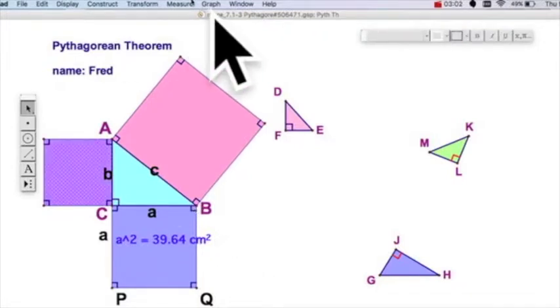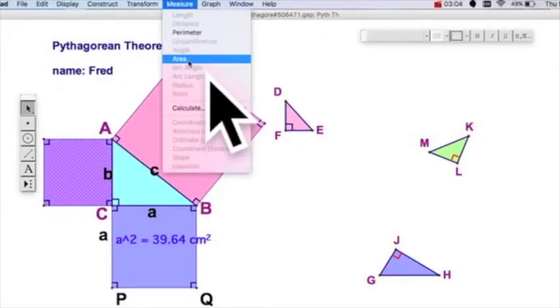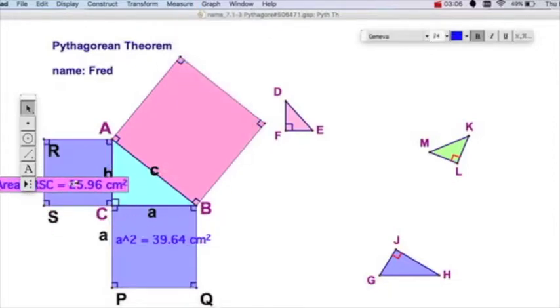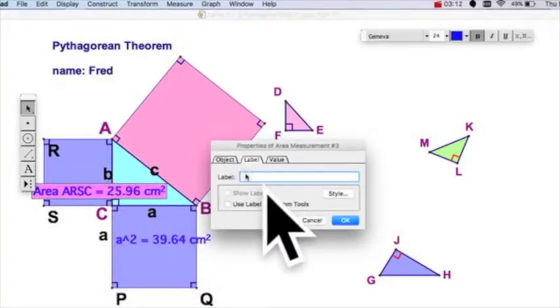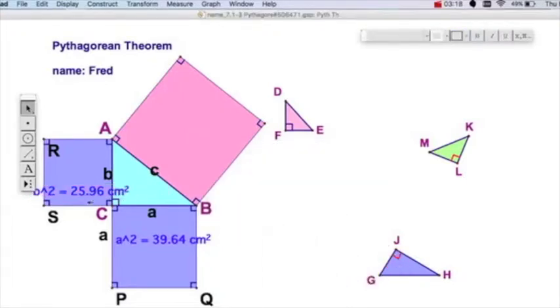Let's measure the B squared. Measure area. You can ignore all those other letters, they really don't matter. But I do kind of like making this B squared. B caret 2. Hey, I like that. So that's my B squared.